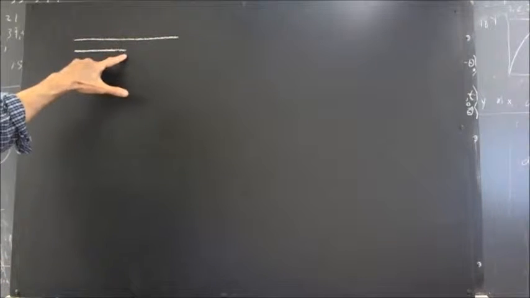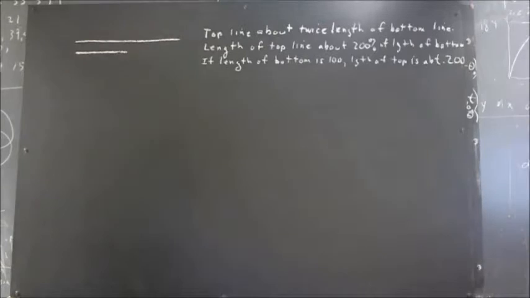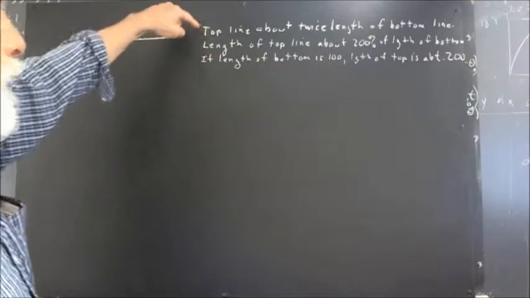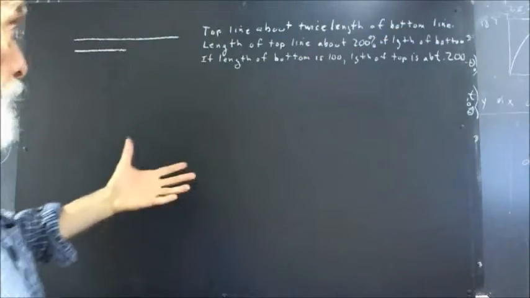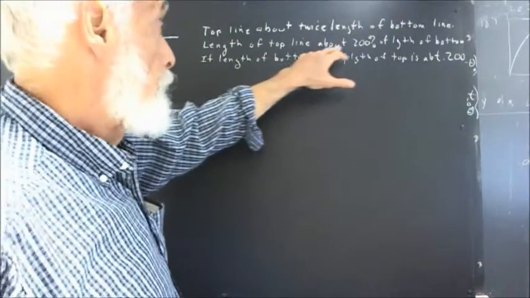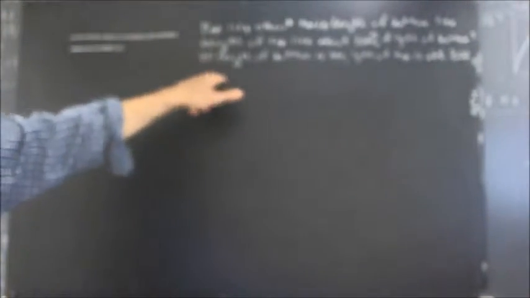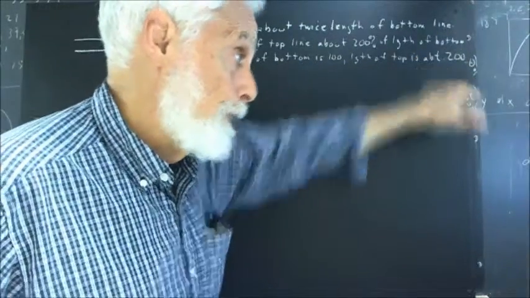Another way to look at this is, if the bottom line has a length of 100, what's the length of the top line? Well, it looks to be about 200. So we can make three equivalent statements. The top line is about twice the length of the bottom line. That's equivalent to saying that the length of the top line is about 200% of the length of the bottom line. And equivalent to saying, well, if the length of the bottom line is 100, then the length of the top line is about 200.